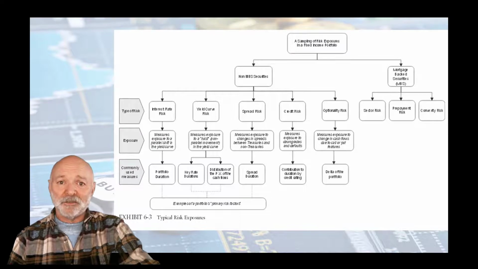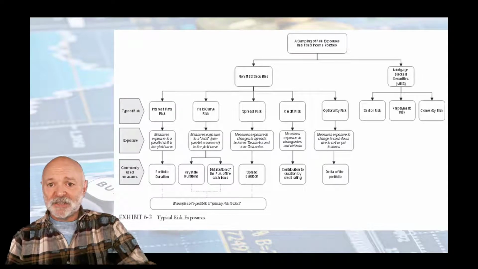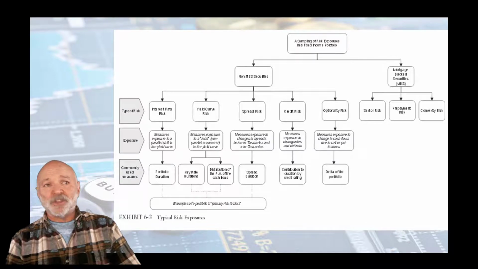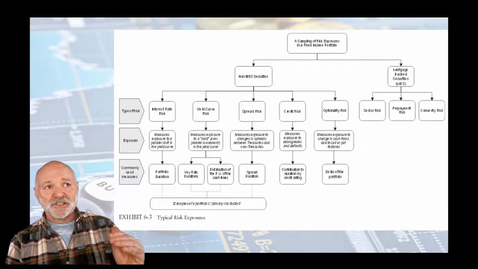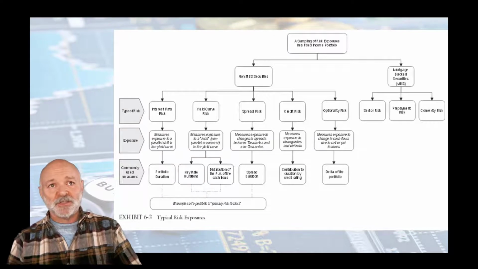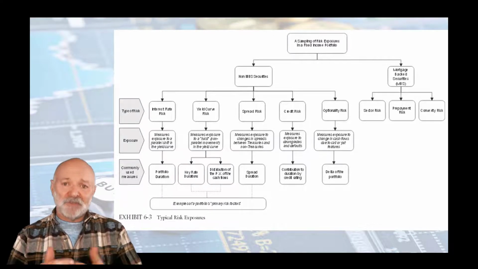How would we do that? Well, this particular flowchart, again from the textbook, Chapter 6, takes a look at the different types of risks. And we're not going to look at the mortgage-backed securities. Those are a special case. They have different kinds of risks.